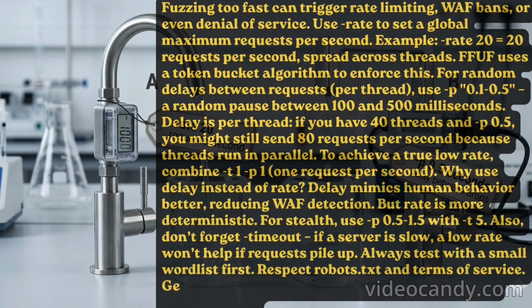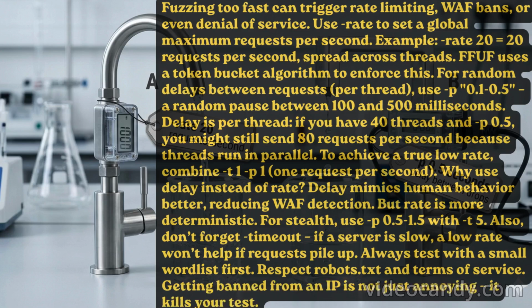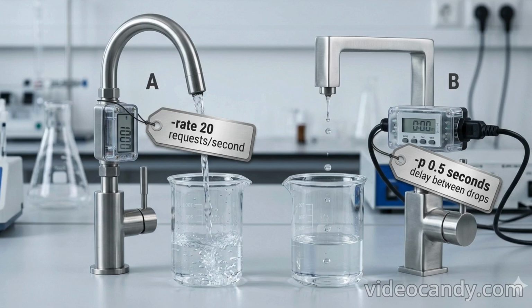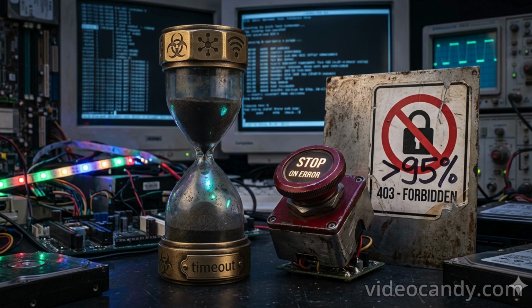Always test with a small word list first. Respect robots.txt and terms of service. Getting banned from an IP is not just annoying, it kills your test. Network issues and server blocks happen.